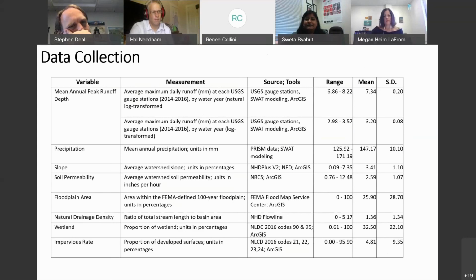In our analysis, the mean annual runoff is the dependent variable, and the rest are control variables that we use in regression. Again, the purpose is to determine the impact of landscape patterns on stormwater runoff, with the goal of sharing these findings and knowledge with the regional and local partners towards creating more resilient and sustainable coastal communities. Next slide, please.